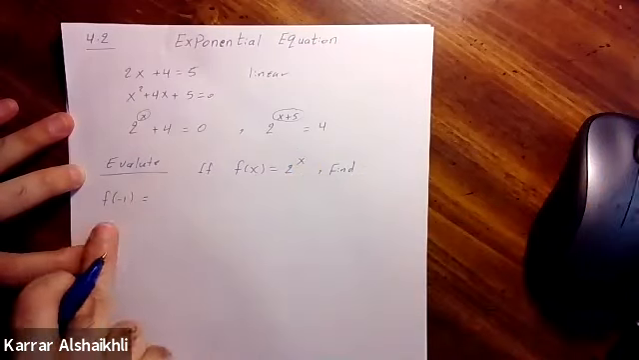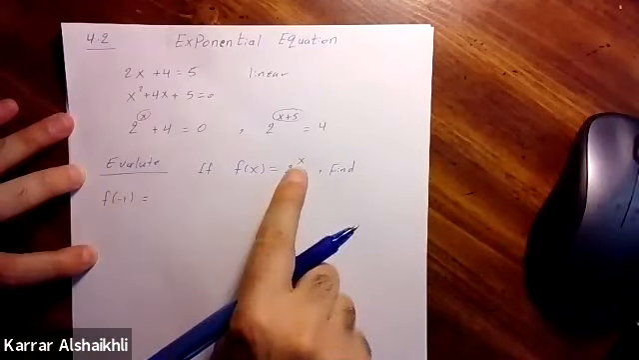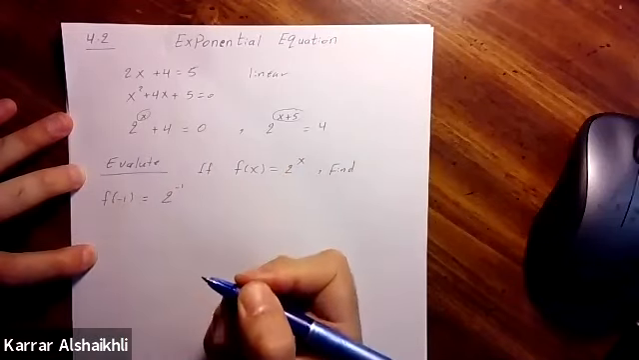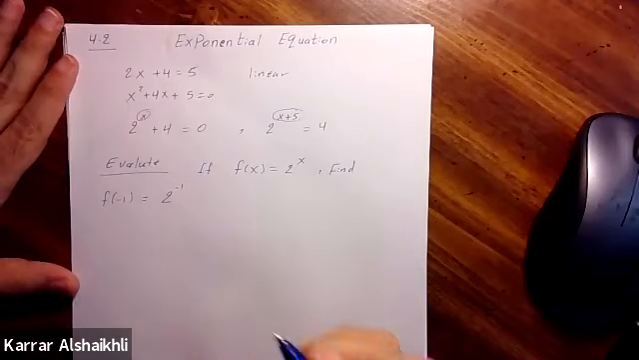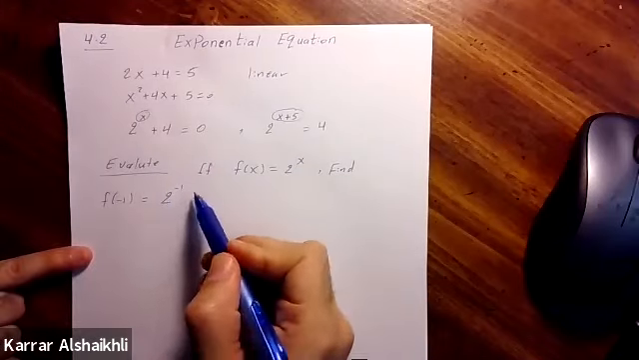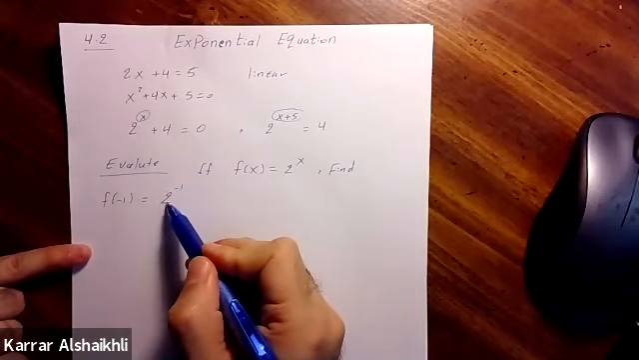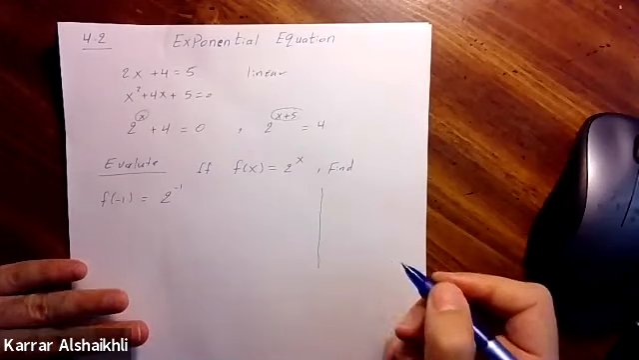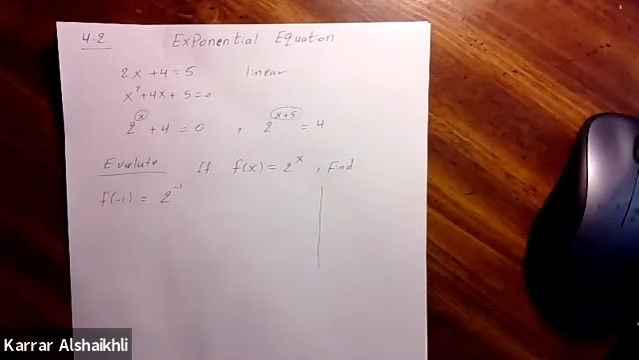How to evaluate that? We're just going to plug in negative 1 on the top here. So it's going to be 2 to the negative 1. Then you have two options. You can use the calculator to find how much 2 to the negative 1 is, or you can use the rule of exponents, and I'm going to show you both.